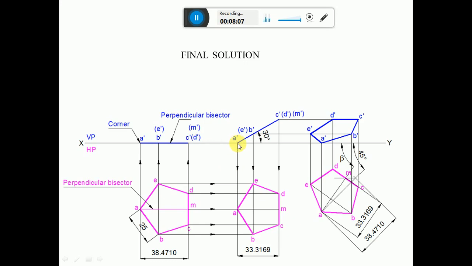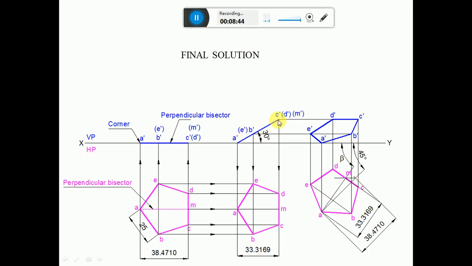in the second position, take a convenient distance from the first position and mark this point as A dash and draw an inclined line at an angle of 30 degrees, because the perpendicular bisector passing through the corner and with the lamina makes an angle of 30 degrees to HP. So it is the true inclination. Since the perpendicular bisector is parallel to VP, you are getting the true length here. So on the true inclination line you have to pass the true length. So you measure the length from A dash to M dash or C dash or D dash, all are equal. You measure that by using the compass.